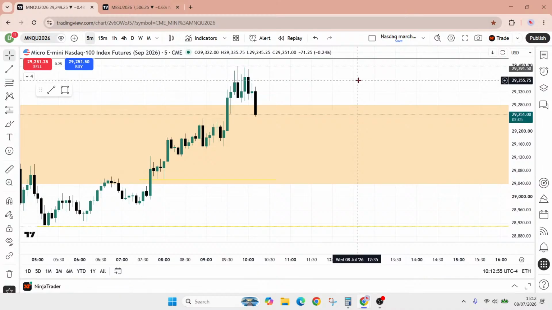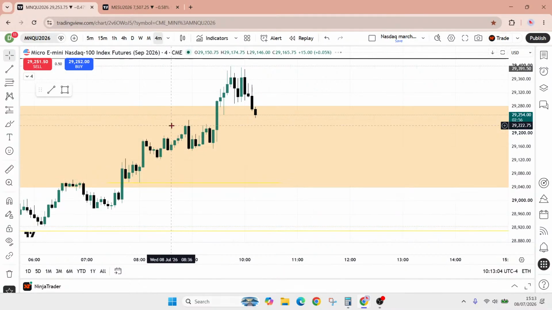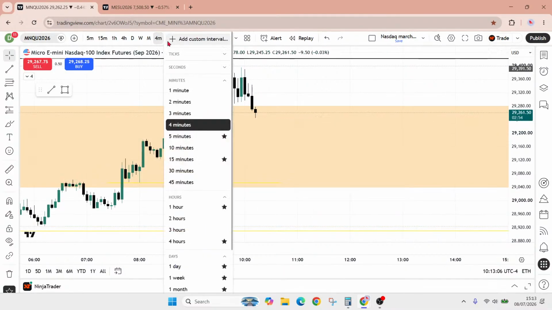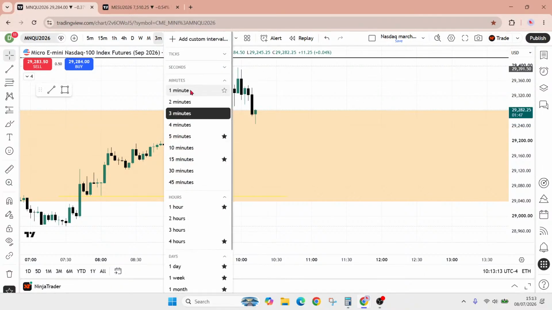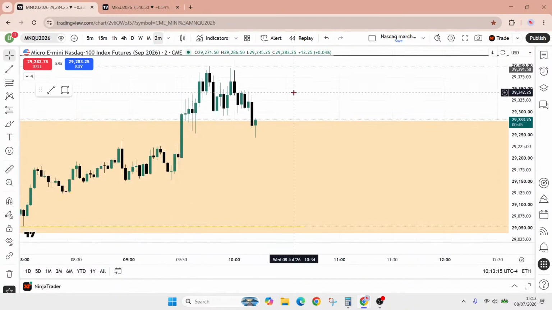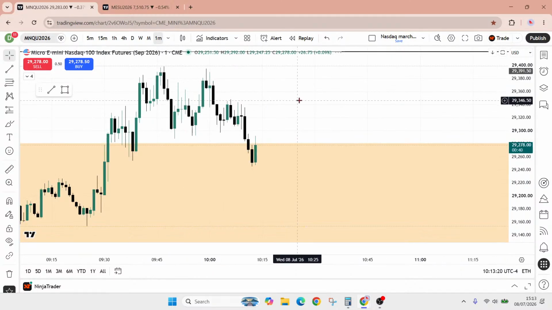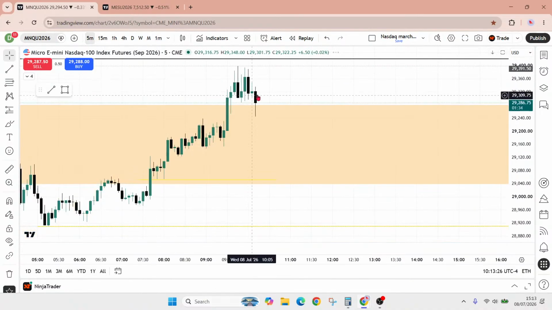So we have to wait another 5 minutes. These 2 minutes plus another 5 minutes to find that fair value gap entry. I don't enter in lower time frames, even though it's tempting. I do not want to do that. Very tempting. Tempting.